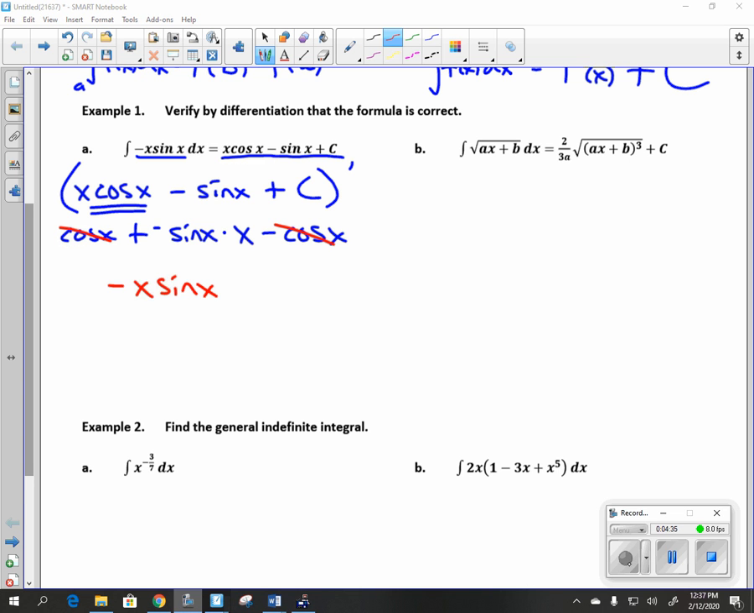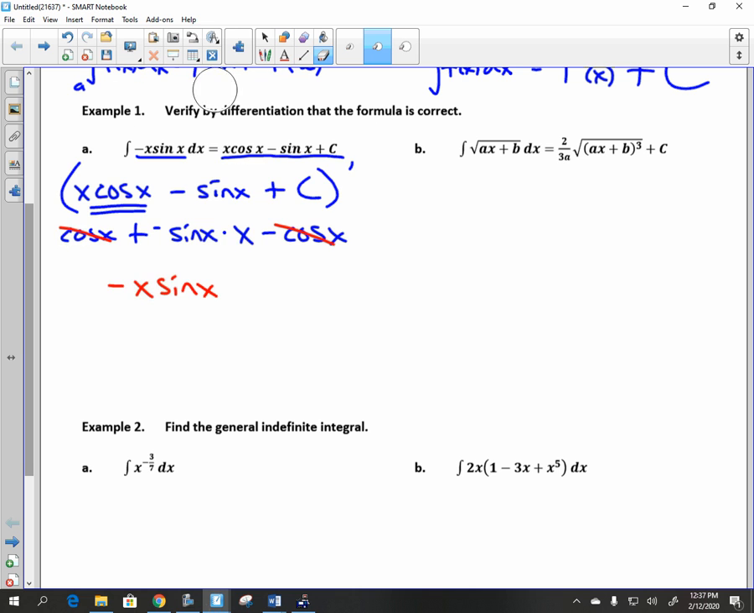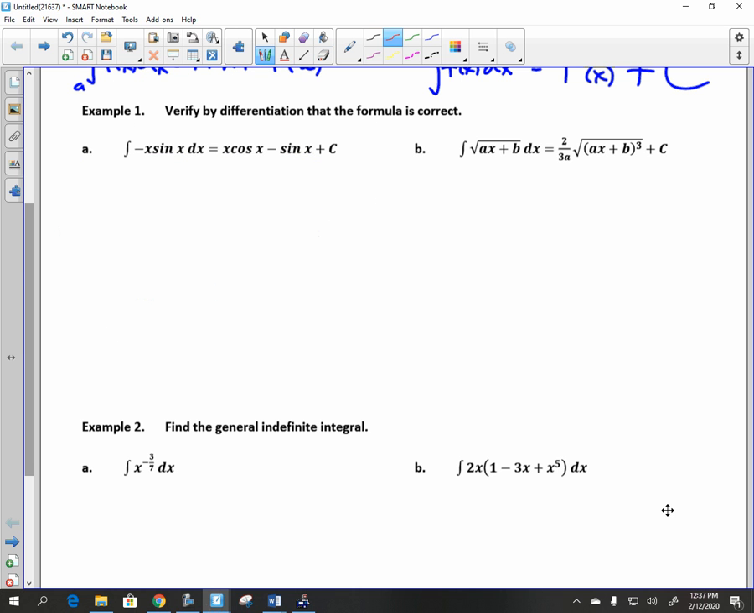Try the next one. I want to show that the integral of that gives us that. Oh boy. So what do I do? I take the derivative of what's on the right-hand side, and I should get the left-hand side. So I have 2 over 3a, and I'm going to write it using a rational exponent. I don't like the root thing, so I'm going to go ax plus b raised to what power? 3/2, thank you, plus c.